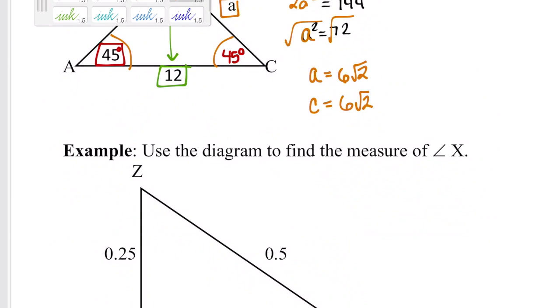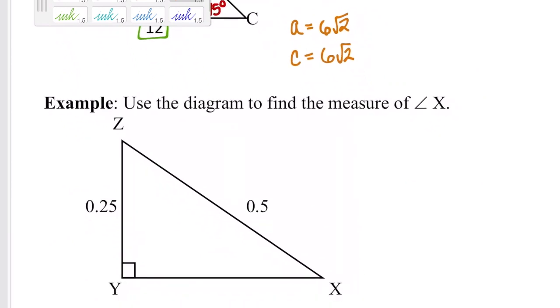Alright, so using the diagram to find the measure of angle x. So we're trying to figure out what this angle here is. So they've told us one side is 0.25, the other side is 0.5. I notice a relationship between 0.25 and 0.5. 0.5 is 2 times the 0.25. So this is 1, that's 2.